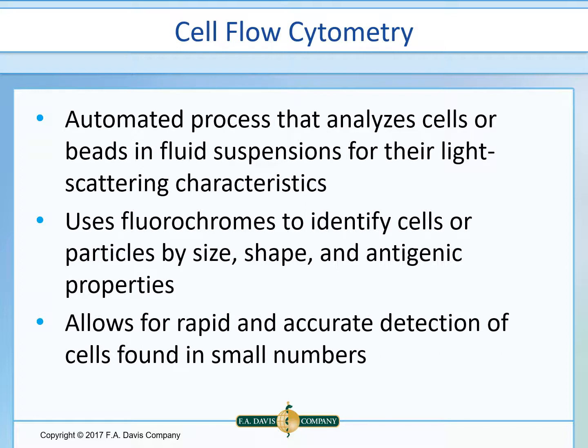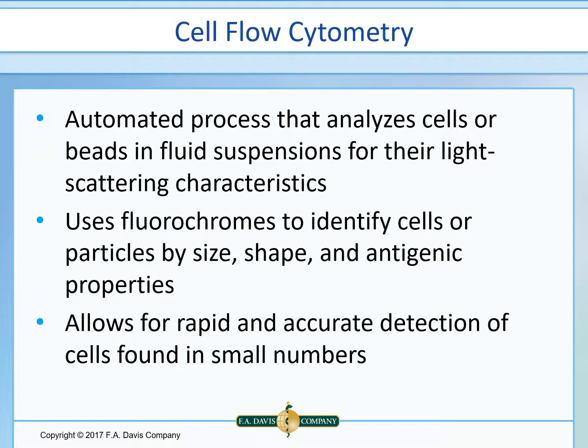Cell flow cytometry is an automated system in which single cells or beads in a fluid suspension are analyzed in terms of their intrinsic light scattering characteristics. The cells are simultaneously evaluated for their extrinsic properties, specifically the presence of specific surface or cytoplasmic proteins.